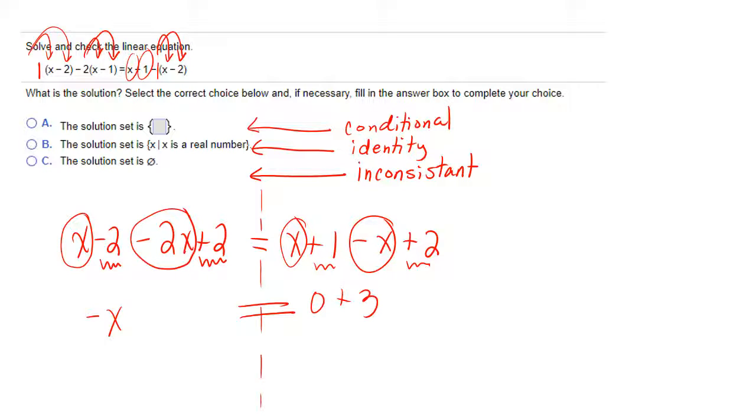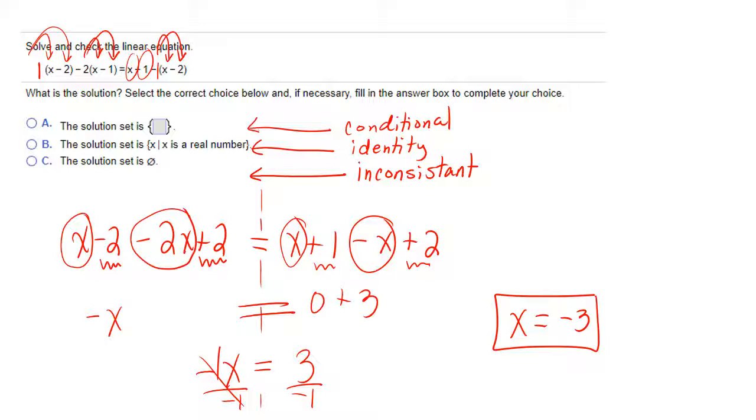So I end up with negative x is equal to 3. I must now divide out that negative sign. Remember, that's an understood negative 1. So I'm basically dividing both sides of the equation by negative 1. The solution is x equals negative 3. Since I do have a specific one-answer solution, this equation is conditional. And that's it.